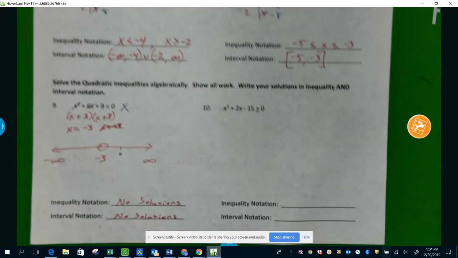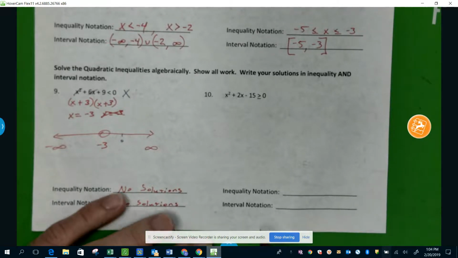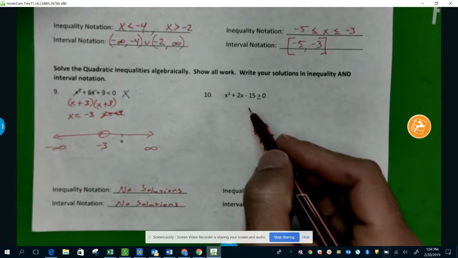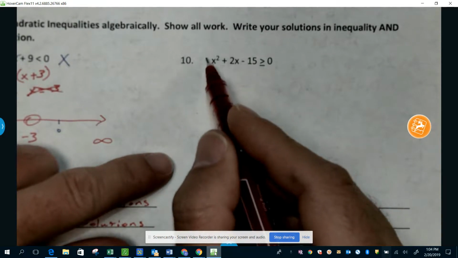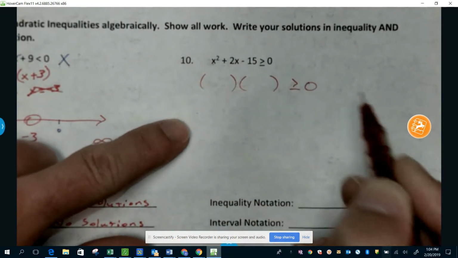Okay, so now I'm going to finish up this test review and show you problem number 10 here. This time we are showing our work algebraically, so we're going to factor this. To factor, I always look at GCF first. I don't have a GCF, so I look to see if my A value is a 1. Here it is, so I get to go straight to my two parentheses.